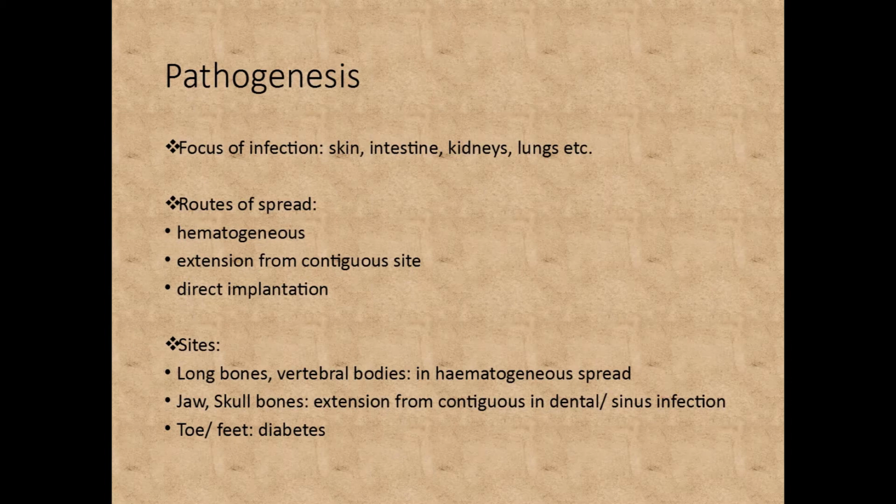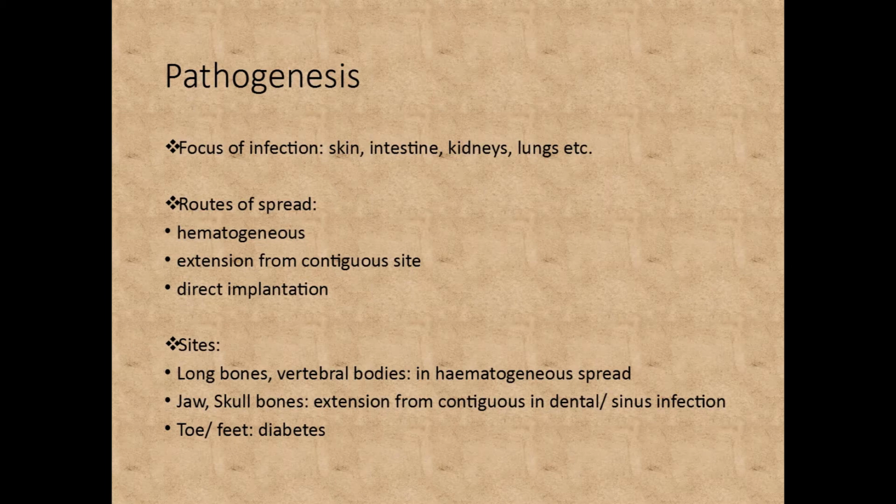Then there is extension from contiguous site. Contiguous means which is in contact with, something like that. So if there is skin infection adjacent to a bone, then it is likely that the bone can get infected. So that is a good example for extension from contiguous site.